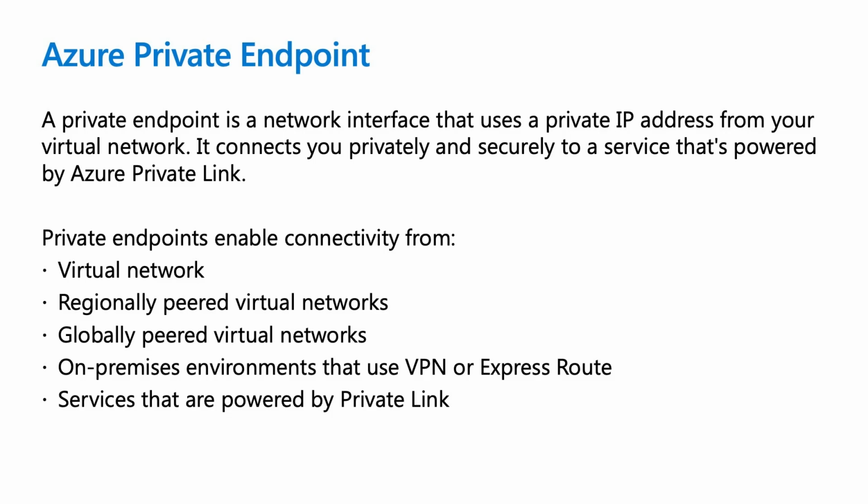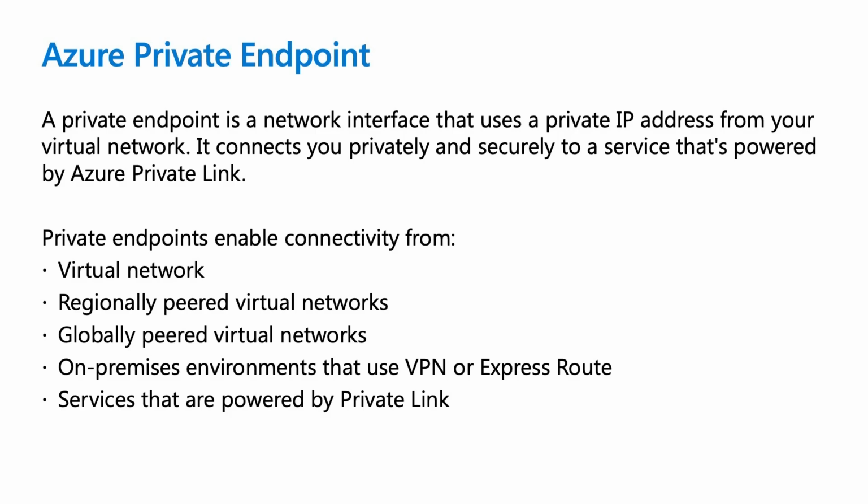All right, let's talk a little bit more about Azure Private Endpoints. This is really a technology that's part of Private Link. A private endpoint is a network interface that uses a private IP address from your VNet. And this is really the thing that allows you to make that private and secure connection to these services, again powered by Private Link technology.